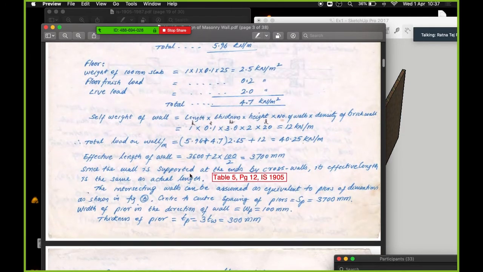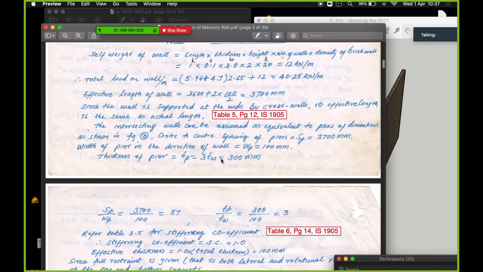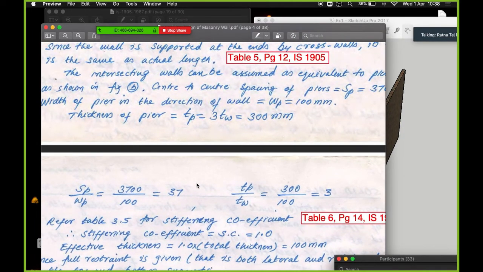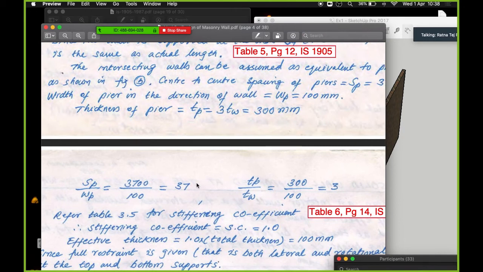Right. So moving on. Now, once you get the thickness of your pier, the so-called converted pier, which is 300 mm, you need to calculate the ratio between the total effective length and the thickness. If you remember, we calculate the effective dimensions: effective length, effective height, and effective thickness. Now, this SP by WP is all about effective thickness. This total effective span by total effective thickness, which is 3.7 meter by 0.1 meter, gives you 37. That is your slenderness ratio. The idea to calculate all these effective dimensions is to get the slenderness ratio ultimately.